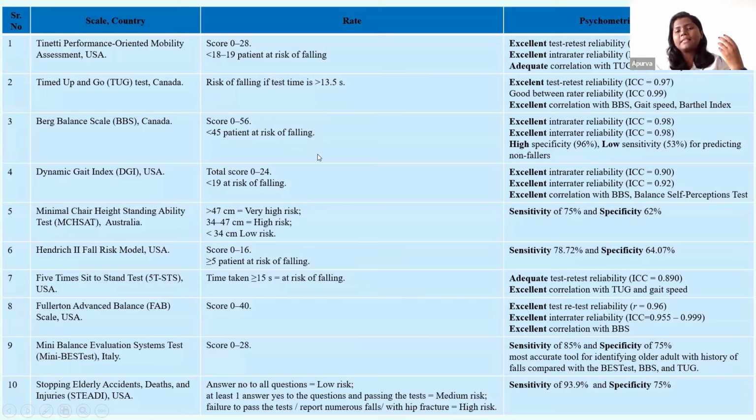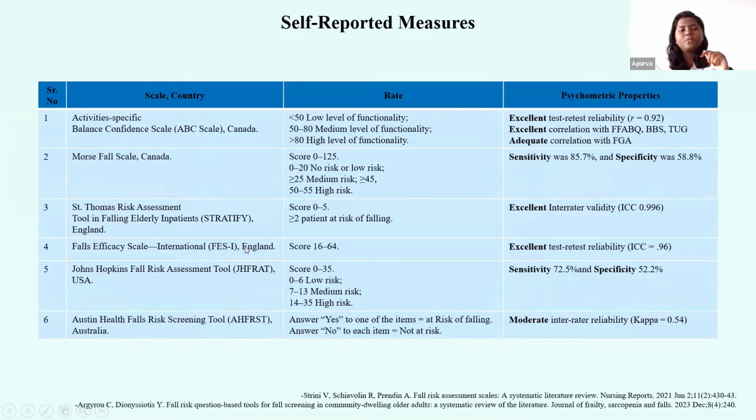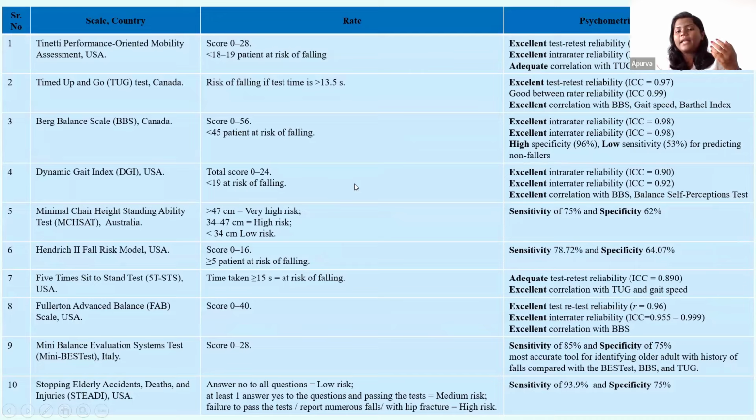You have your Berg Balance Scale, which again has excellent inter-rater reliability, but has low sensitivity for predicting fallers. You have your Dynamic Gait Index, which has excellent inter-rater reliability and correlates adequately with the Berg Balance Scale, self-perception tests, etc. Next is the Minimal Chair Height Standing Ability test, which has good sensitivity but is not very well versed with specificity. You have the Hendricks fall risk assessment model, which is similar to the Minimal Chair Height Standing Ability test.